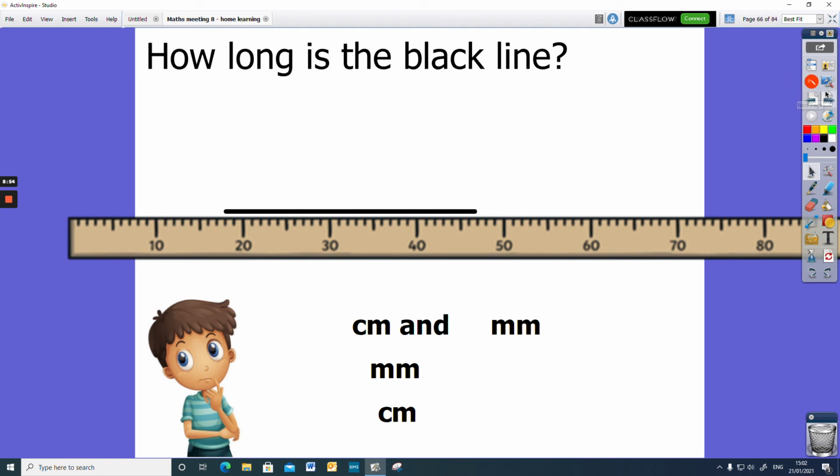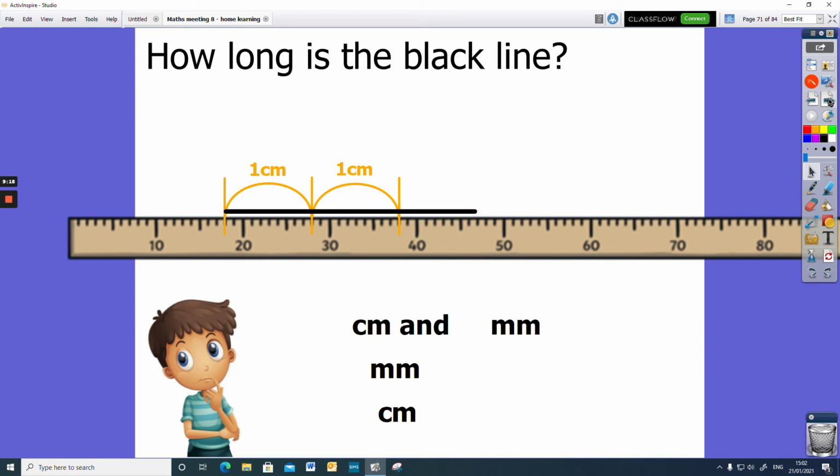How long is the black line? I want you to pause the video and have a go now. Let's see, shall we? Where are we starting? We're starting here, not quite on the 20. Count 1 centimetre, 2 centimetres, 2 whole centimetres. You haven't got any more whole centimetres.